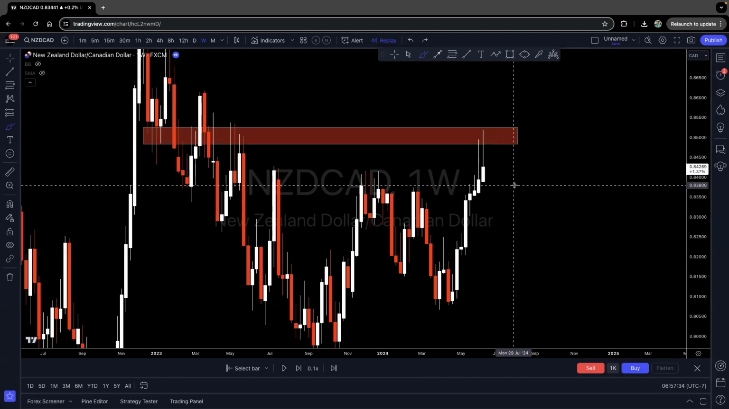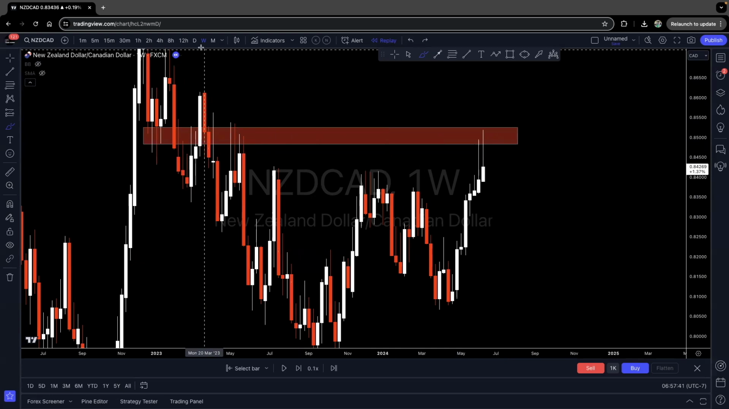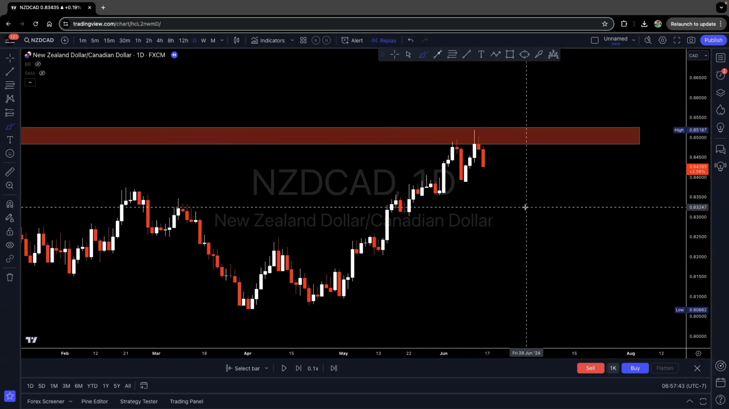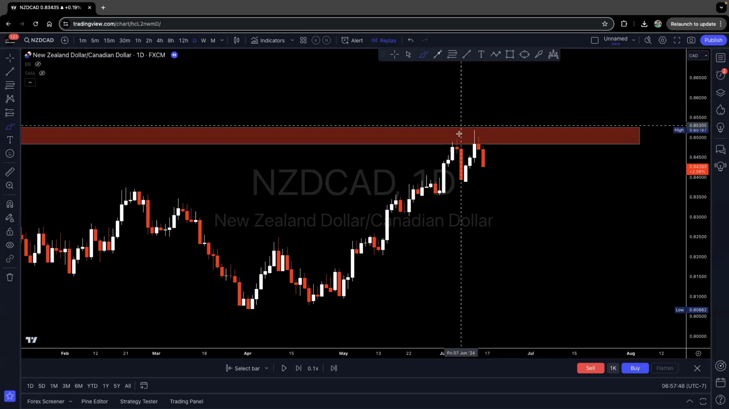And then when you have more time to look at your trade, you can scale out of trades and also set re-entry opportunities if that is desirable for you. So now as I go down to the daily time frame, you can see how price reacted off of this zone. We have a wick rejection right in that area.